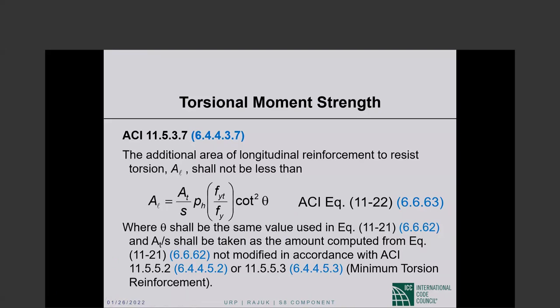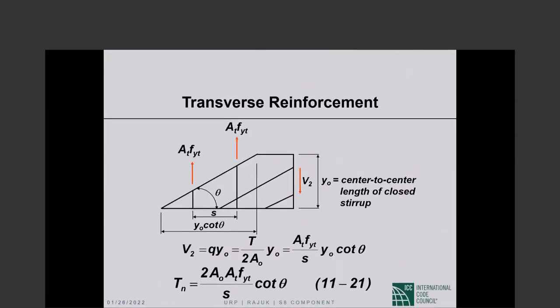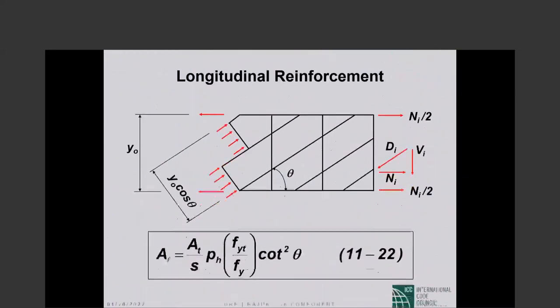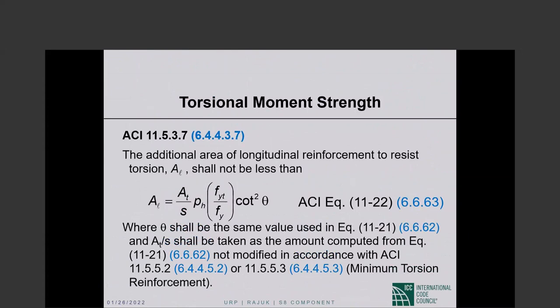And A sub T over S shall be taken as the amount computed. So A sub T over S shall be whatever we used here. The same A sub T over S will go into the calculation of A sub L, the minimum longitudinal torsional reinforcement that we need. Okay, so A sub L is given by this expression. Theta shall be the same value that we talked about before, between 30 and 60 degrees, typically taken at 45 degrees for non-pre-stressed members. And A sub T over S shall be the same value used in the computation of T sub n. That's what we are saying.